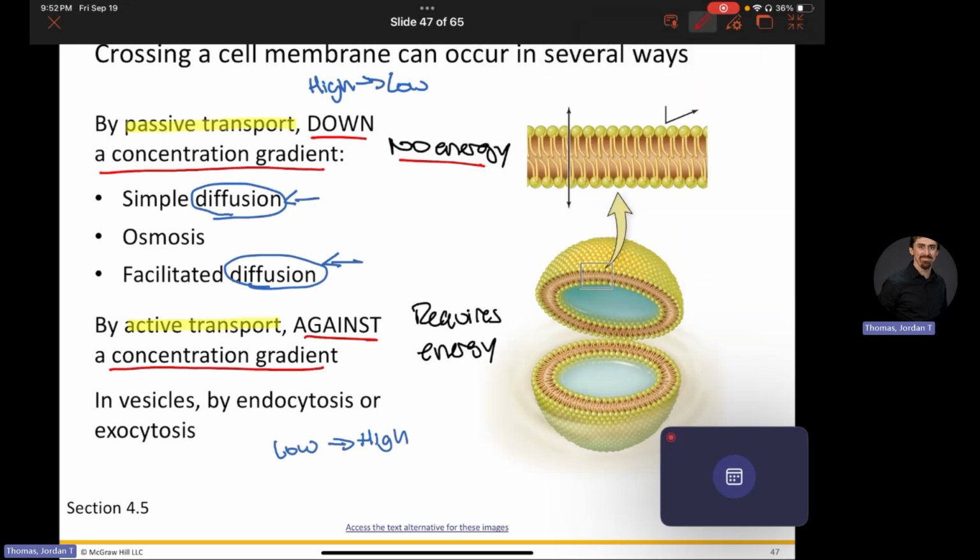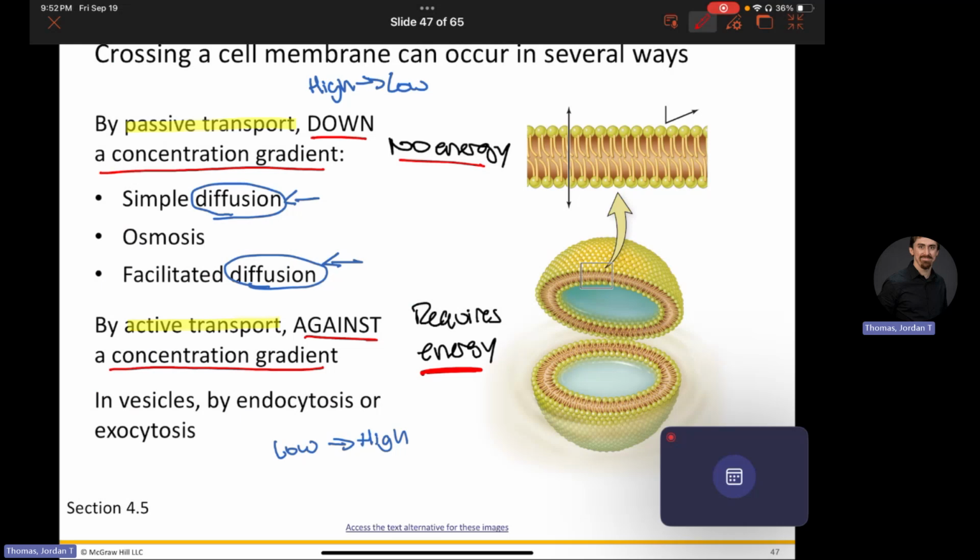So you need energy to go against the gradient. I like to think of it this way: if you're passive, laying down in bed or sitting in a chair, you're not using energy. And if you're not using energy, you are just going down the gradient, you're diffusing. You're going from high to low.